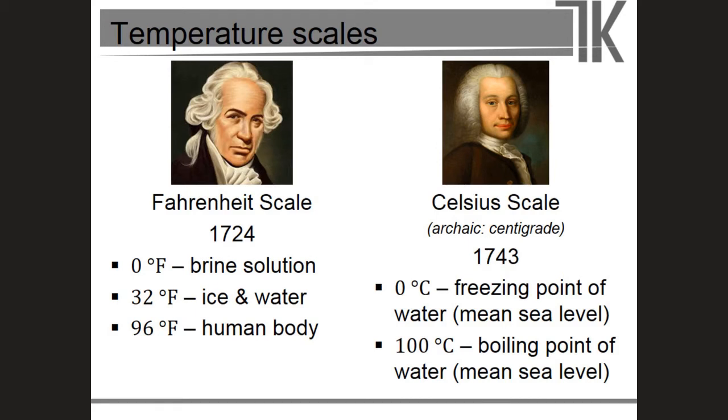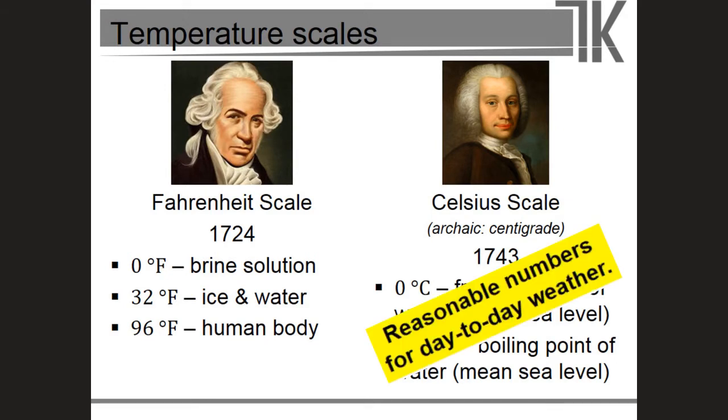But then this also gives rise to reasonable numbers for day-to-day weather, like the poem my cousin taught me when I was little so I could understand the numbers: 30 is hot, 20 is nice, 10 is cool, and 0 is ice. So you could quite easily talk about the weather. They'd be nice numbers to talk about.